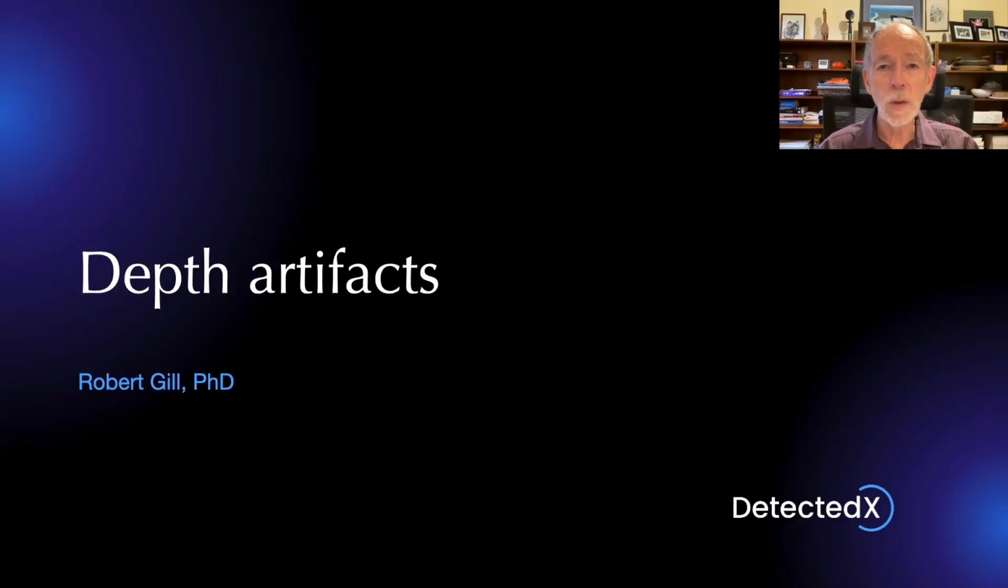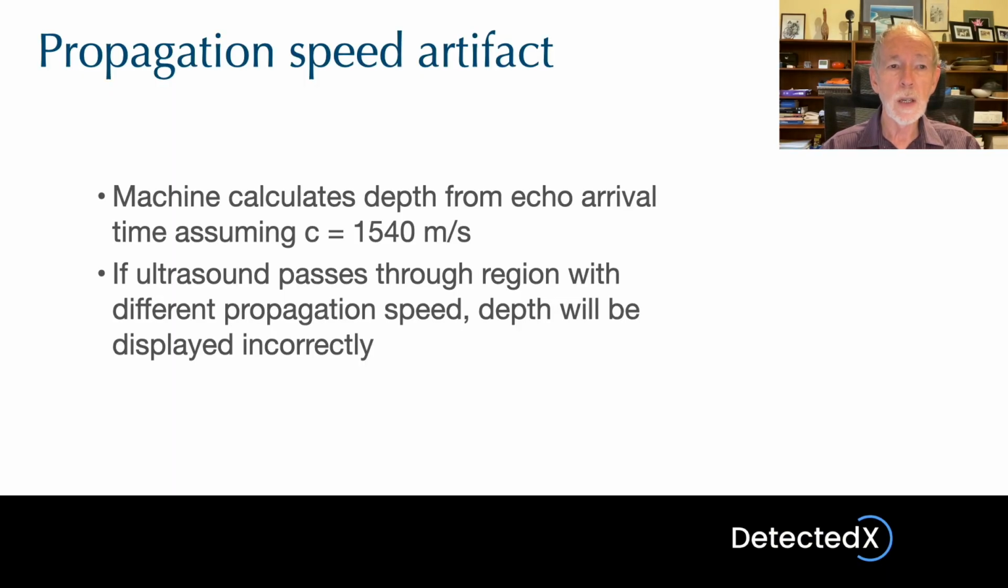Hello. We'll look now at artifacts that affect the depth at which echoes are displayed. First, we'll look at the propagation speed artifact. The machine calculates the depth at which it displays each echo from the arrival time of that echo, assuming the propagation speed in all tissues is 1540 meters per second. If the ultrasound passes through a region with a significantly different propagation speed, then the depth will be displayed incorrectly.